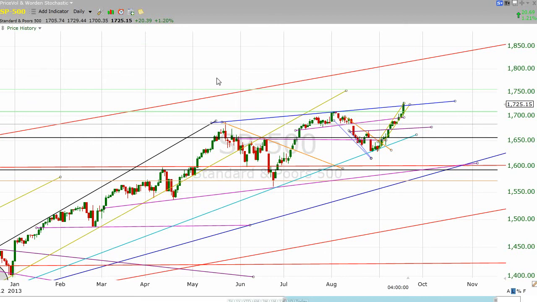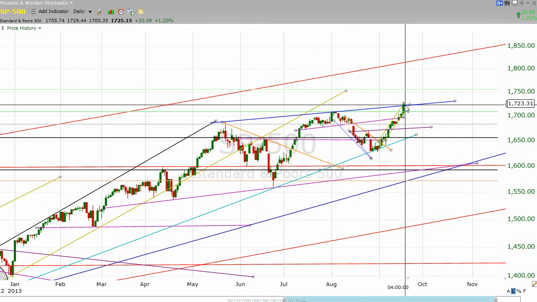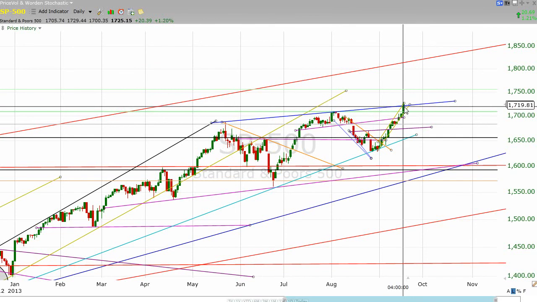Well, when we first tagged this line back in May, we were at 1689. When we hit it again in August, we were 20 points higher, 1709. And now we're hitting it again, and the line itself is at about 1721.